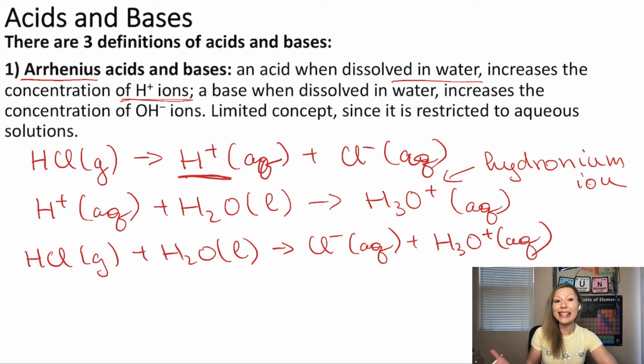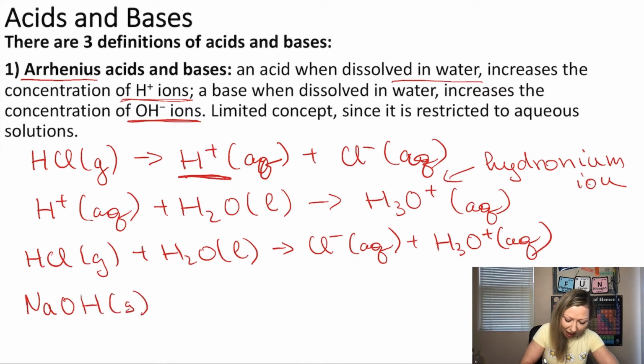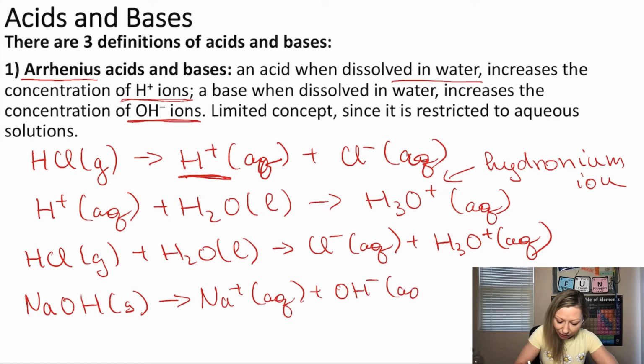And what are bases? Bases are going to be substances that increase the concentration of the hydroxide ions in water. An example of this can be sodium hydroxide, NaOH. We know that this is a solid, and when we dissolve it in water, we are going to get Na plus aqueous ions and OH minus, or hydroxide ions. Okay, I hope this makes sense. Now, this concept is quite limited because we are talking only about aqueous solutions.